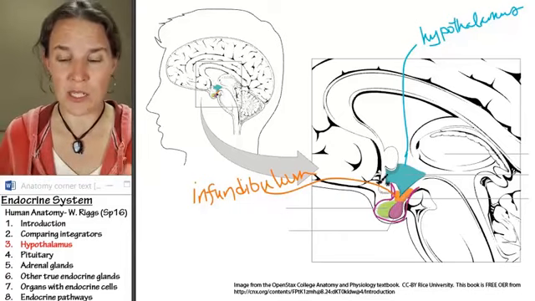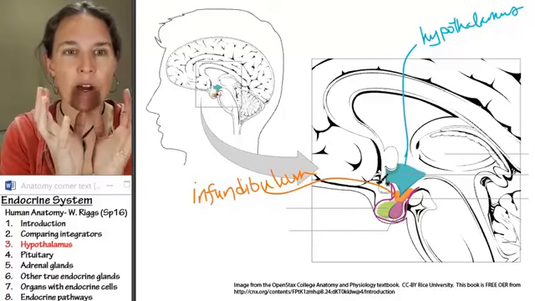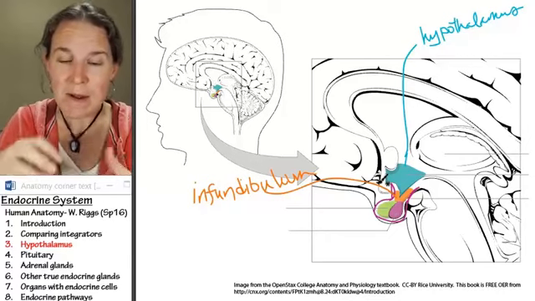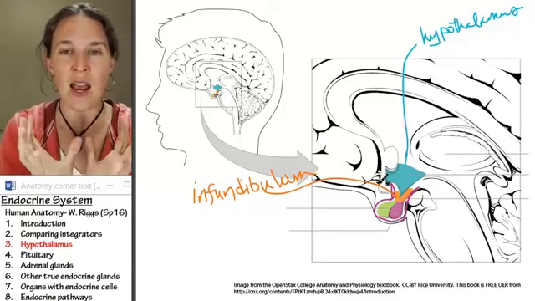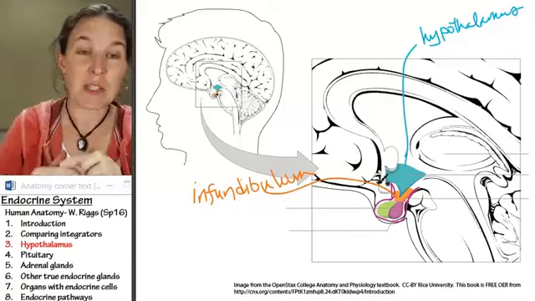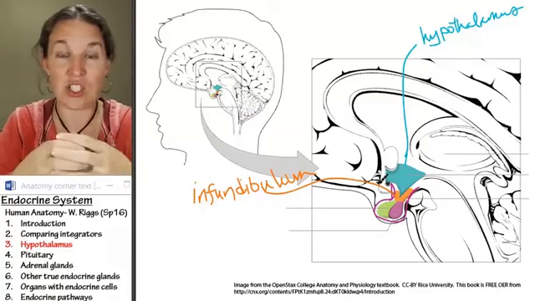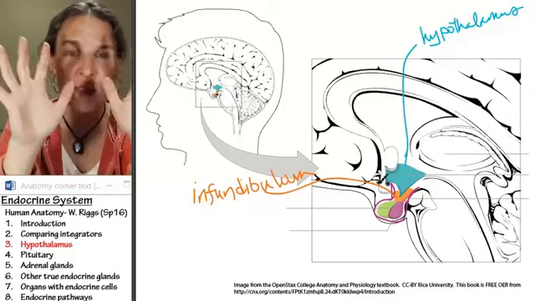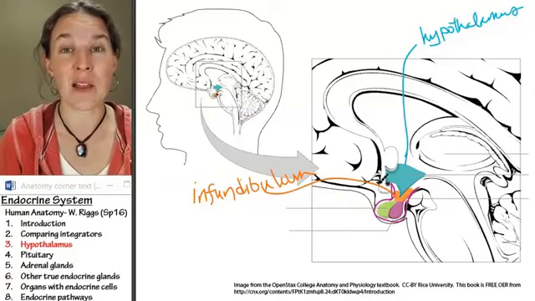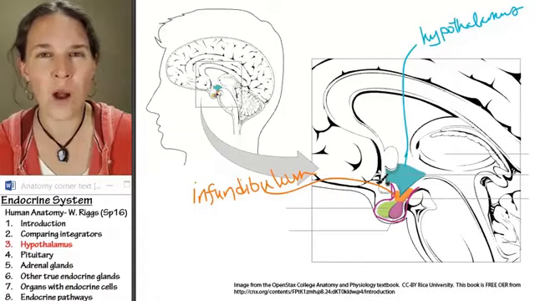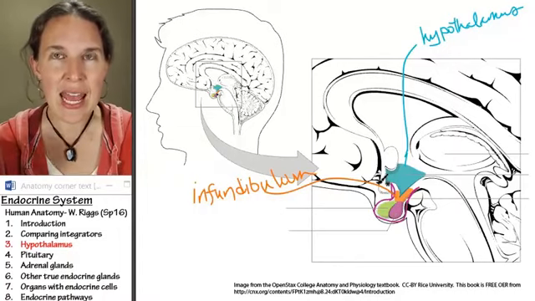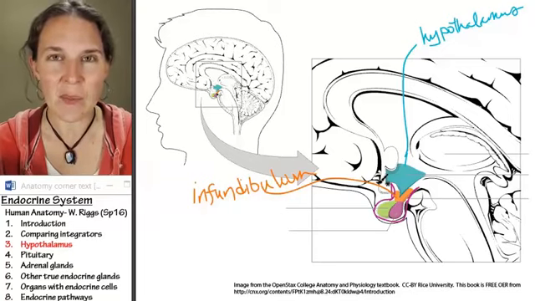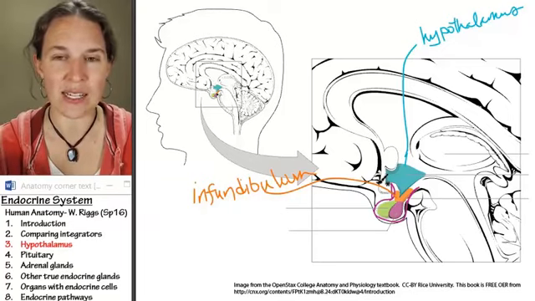In fact, when I'm looking at a slice of human head, I find the hypothalamus by first finding the pituitary. Remember, the pituitary sits down in the sella turcica of the sphenoid bone, and you can find the infundibulum. It's the little stalk of tissue, and if you follow that stalk of tissue up, the next place you're going to be is the hypothalamus. Why? They actually have an anatomical connection between them.